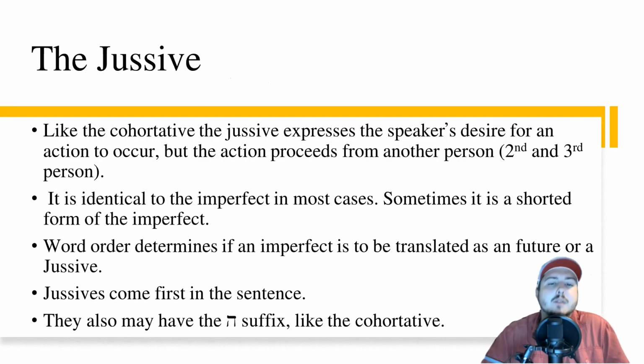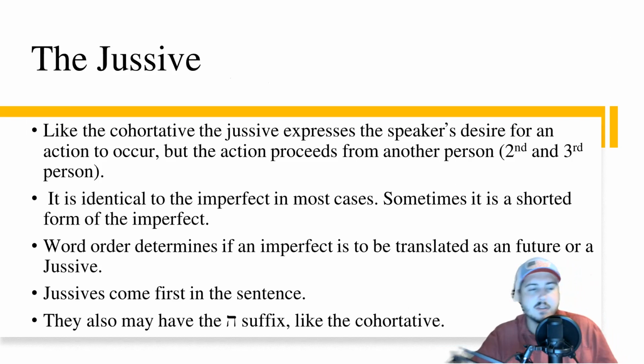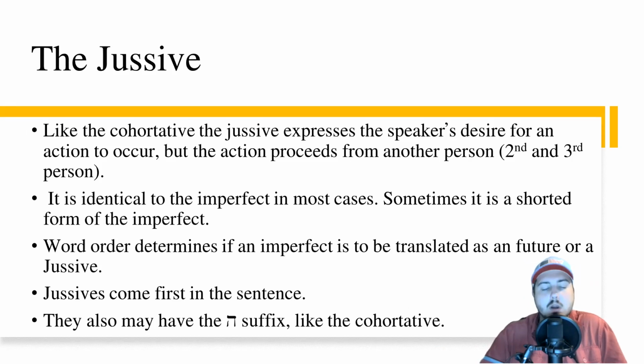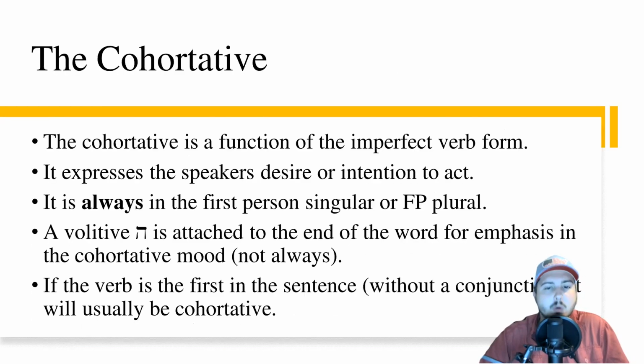The jussive, like the cohortative, expresses the speaker's desire for an action to occur, but the action proceeds from another person. So this is used in the second and third person. The cohortative is only in the first person. The jussive is second and third person. It's identical to the imperfect in most cases. That's where it can become tricky. Sometimes it's a shortened form of the imperfect. Word order determines if an imperfect is to be translated as a future or a jussive. Jussives usually come first in the sentence, like cohortatives. They may also have a hey suffix, a volitive suffix like the cohortative. So it looks similar, but it's always going to be second and third person, whereas the cohortative is always in the first person, whether that's first person singular or first person plural.